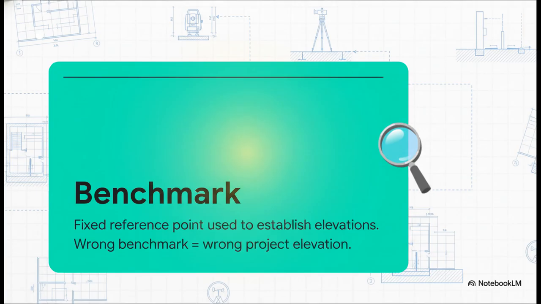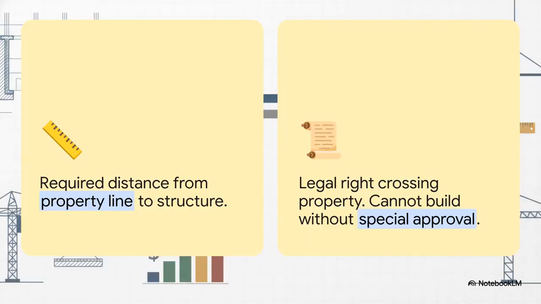Now, why does this matter so much? Because if you get your benchmark wrong, you definitively throw off every single subsequent elevation on the entire project. If your anchor point is bad, everything you build on top of it is wrong. Simple as that. Now here's a massive trap a lot of project managers fall into out in the field: confusing setbacks with easements. They are not the same thing.